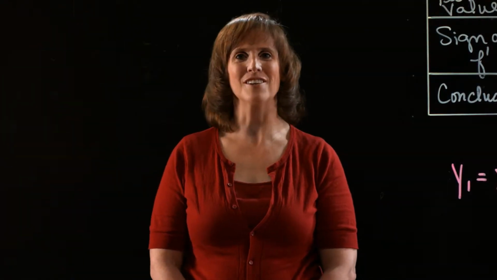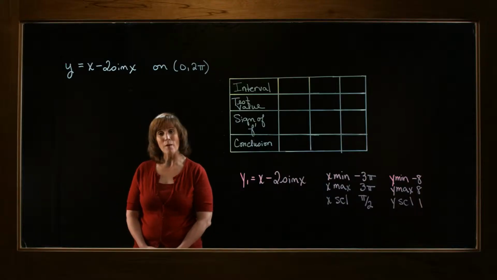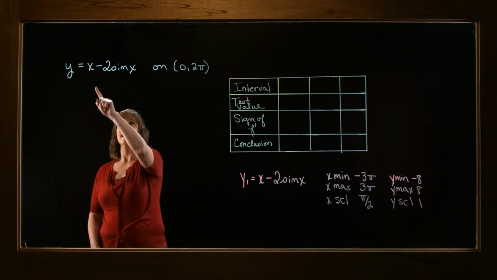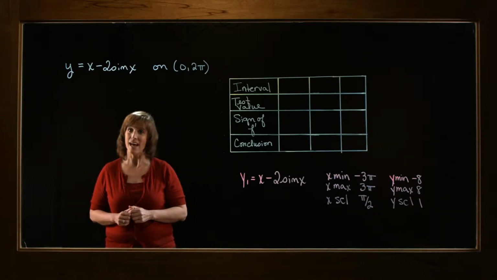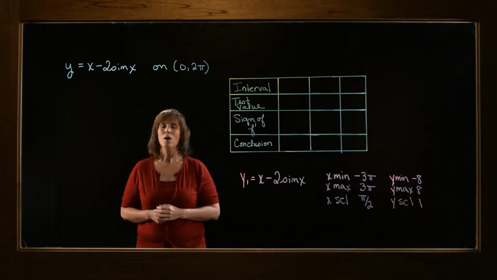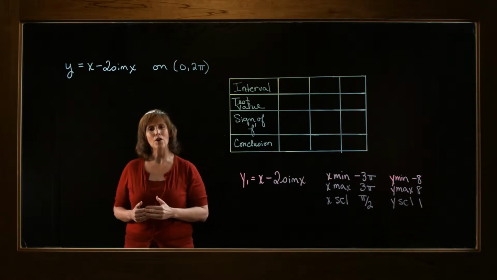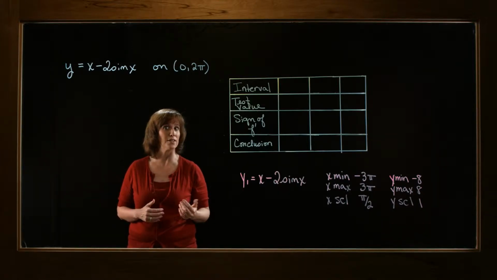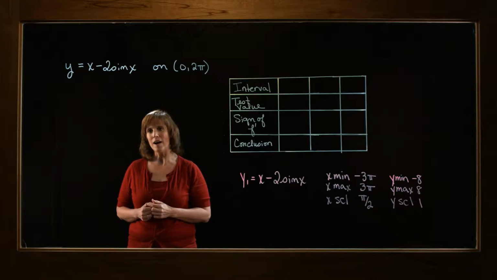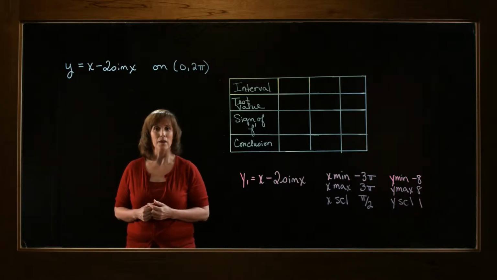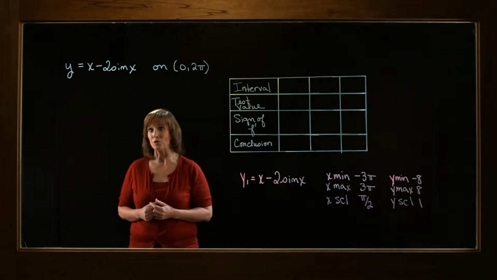Hi, I'm Cheryl Leach. In this problem, we're going to be looking for the relative extrema of y equals x minus 2 times the sine of x on the interval from 0 to 2 pi. Well, I know that relative extrema occur when there's a change from increasing to decreasing or decreasing to increasing. So I want to find out when my function is both increasing and decreasing. We determine this by looking at the derivative.